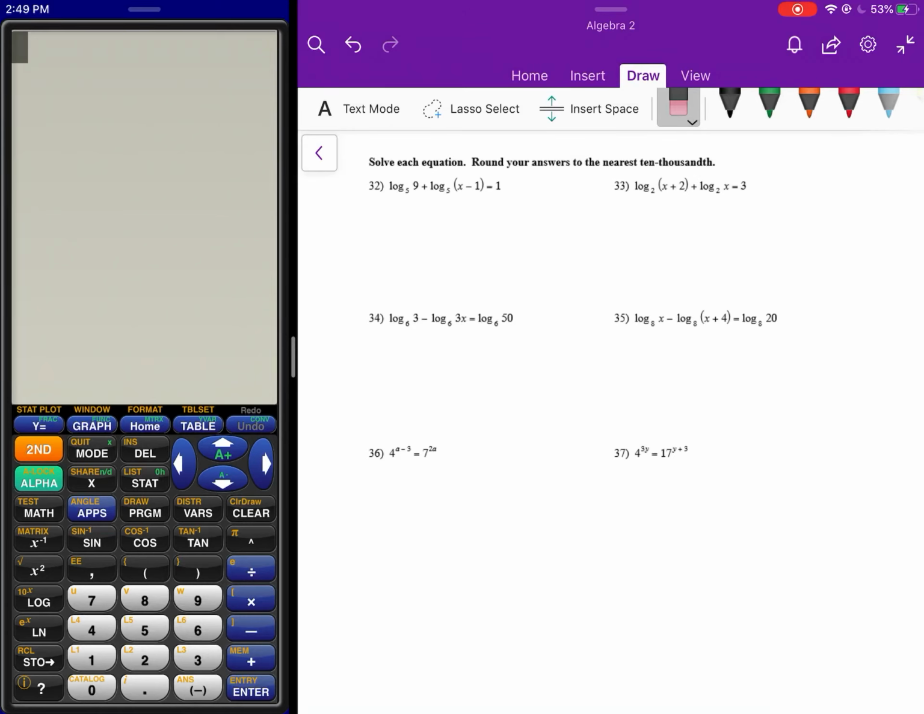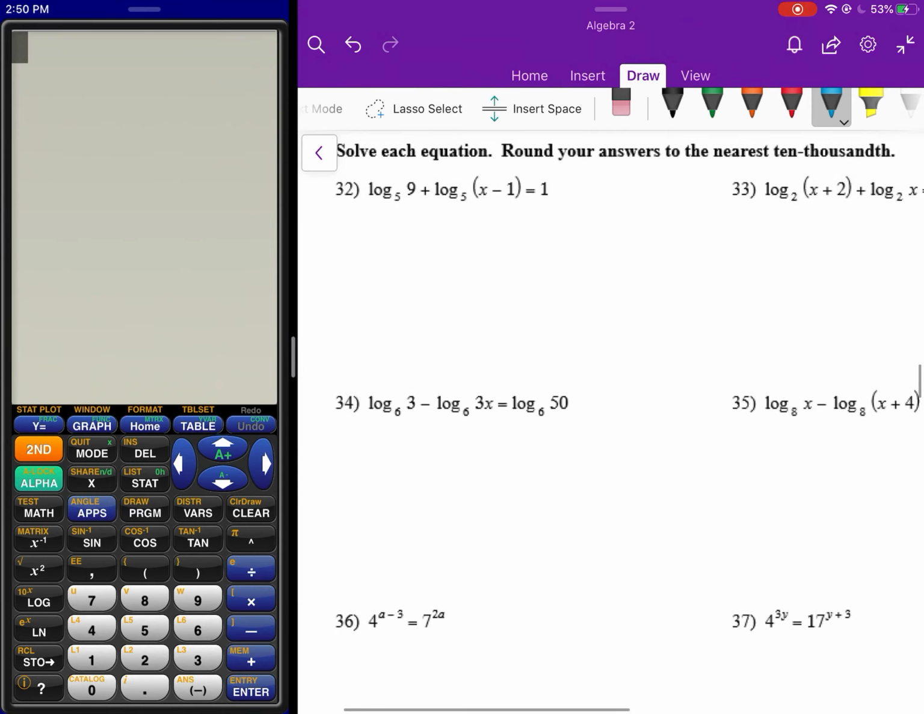Okay, let's go ahead and finish off this quiz review. We have a few more equations to solve. The first four kind of look alike, but if you look closer, there is a difference, and I will point that out to you. I also noticed a difference that I didn't really want to be a difference, so I'll point that out as well. So solve each equation, round your answer to the nearest 10,000th.